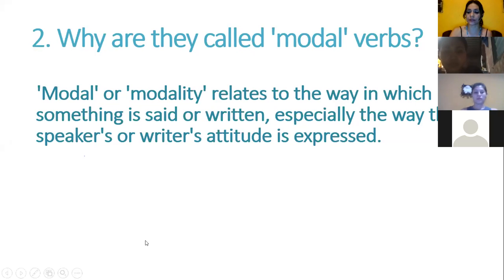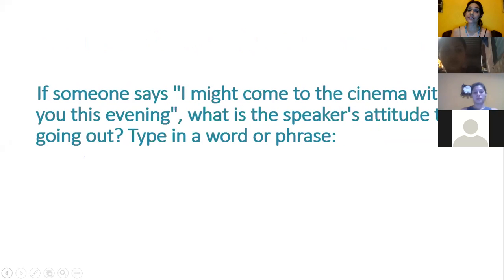Okay, let's continue here. Listen to this one. It says, if someone says, "I might come to the cinema with you this evening," what is the speaker's attitude to going out? We're not going to type it, we're going to talk about it. If I say to you, "I might come to the cinema with you this evening," what is my attitude, guys?